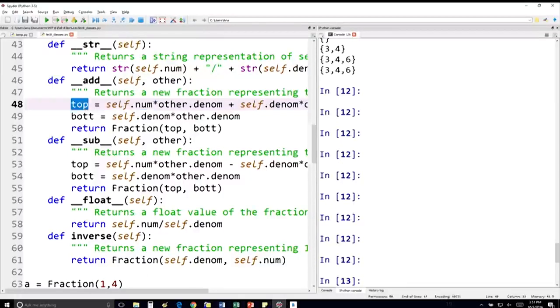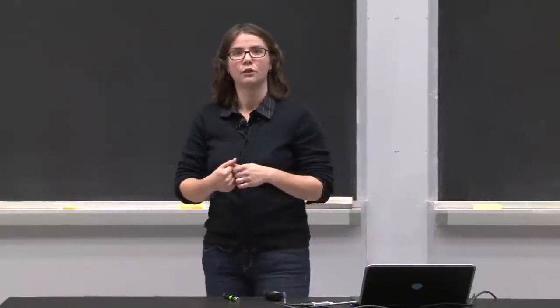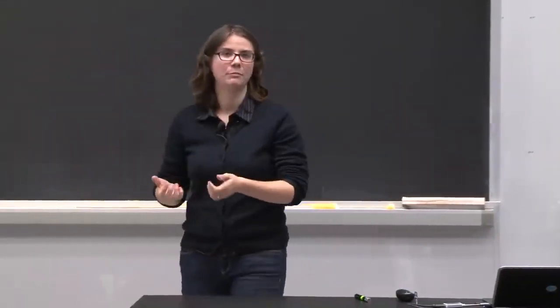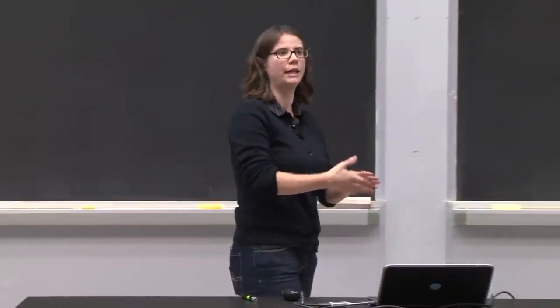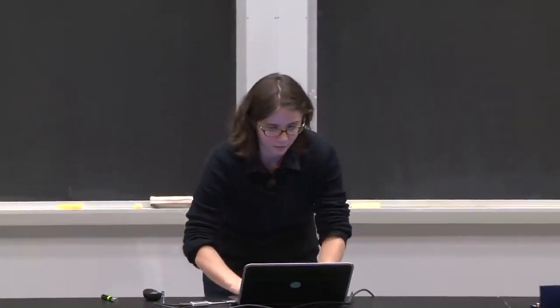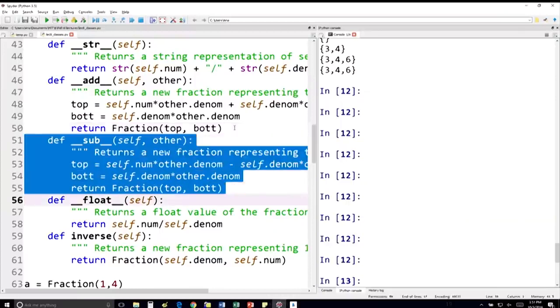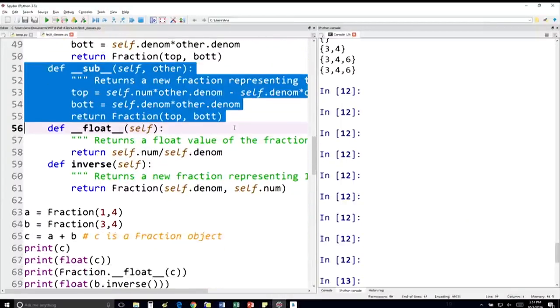Once I figure out the top and the bottom of the addition, I'm going to return. And here, notice I'm returning a fraction object. It's not a number, it's not a float, it's not an integer. It's a new object that is of the exact same type as the class that I'm implementing. So as it's the same type of object, then on the return value, I can do all of the exact same operations that I can do on a regular fraction object. Sub is going to be the same. I'm returning a fraction object.